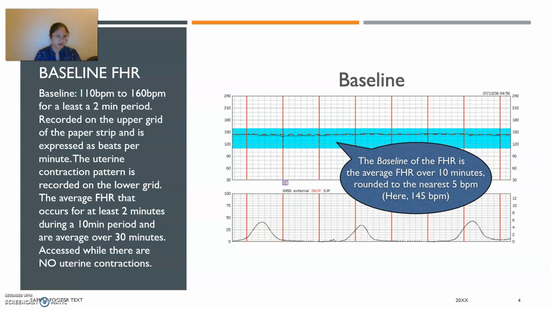So what is baseline fetal heart rate? It is between 110 to 160 beats per minute for at least 2 minutes. It is recorded on the upper grid of the paper strip and is expressed as beats per minute. The uterine contraction pattern is recorded on the lower grid. It is the average fetal heart rate that occurs for at least 2 minutes during a 10-minute period and is averaged over 30 minutes. It is assessed while there are no uterine contractions.